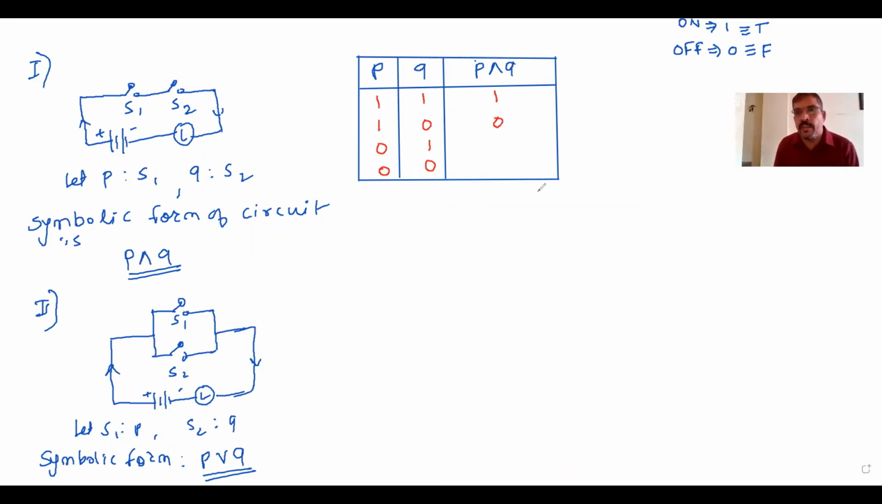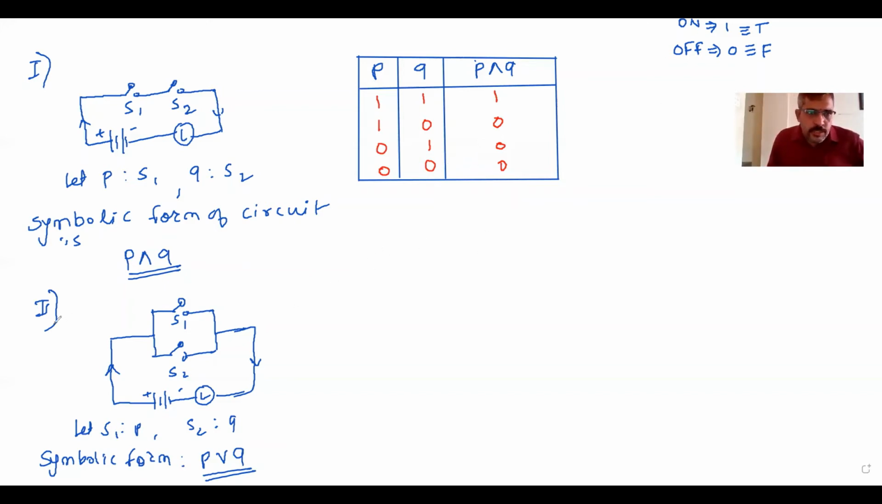This 0 indicates that. Here also similarly, if the first switch is off, then current does not flow because of the series combination. And when both are off, current does not flow. It is equivalent to conjunction. So we can say that we have an application of switching circuits in mathematical logic.